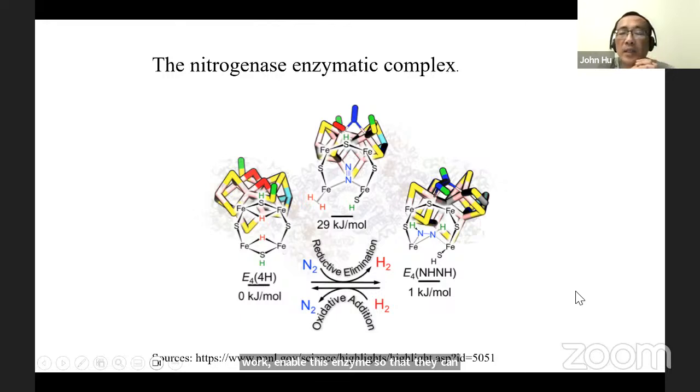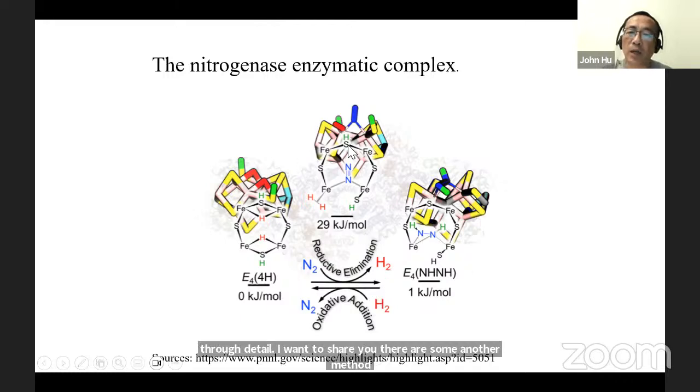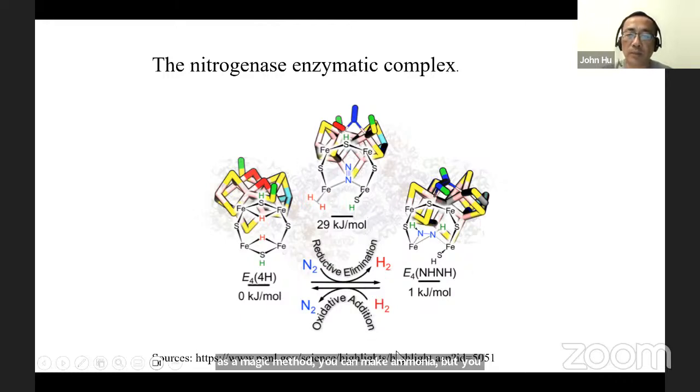And by the way, enzymatic catalysis is very precise, because the enzyme is different from other catalysis. With other catalysis, you always have a byproduct. But with enzymes, one enzyme only does one job. Its job is to activate nitrogen. It does not activate anything else. So I'm going to share, I don't want to go through the detail, that there is another method, the enzymatic method. You can make ammonia, but you have to engineer the protein.